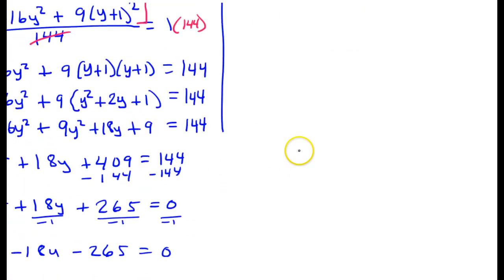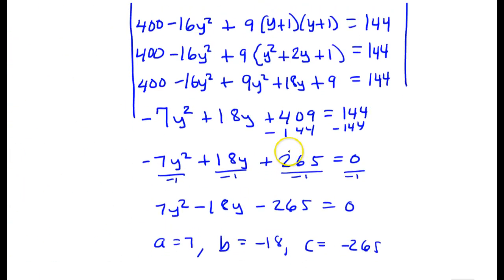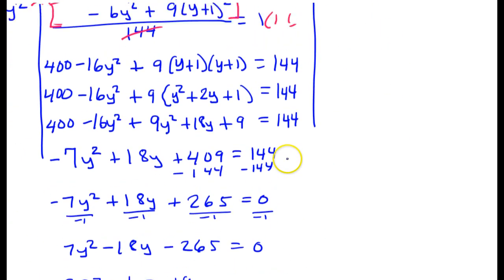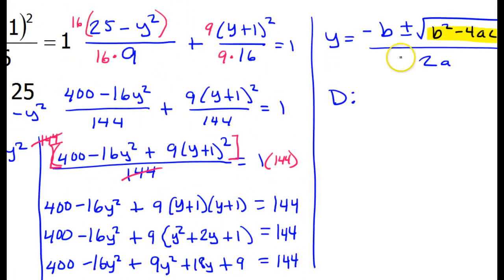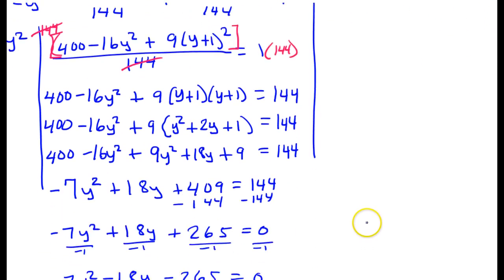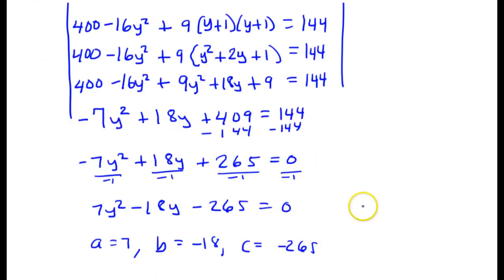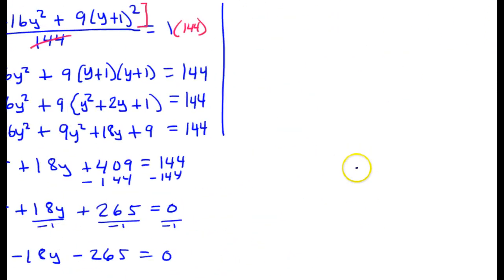So what was B again? We have negative 18. So I'm doing b squared minus 4ac. So I've got negative 18 squared minus 4ac. So a and c are 7 and negative 265.